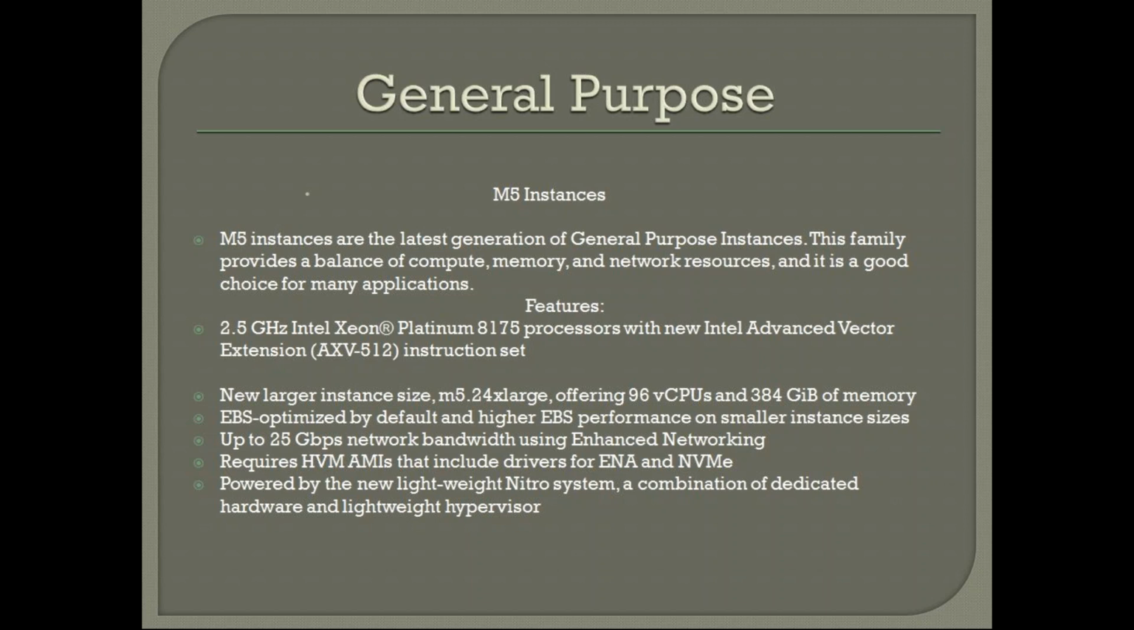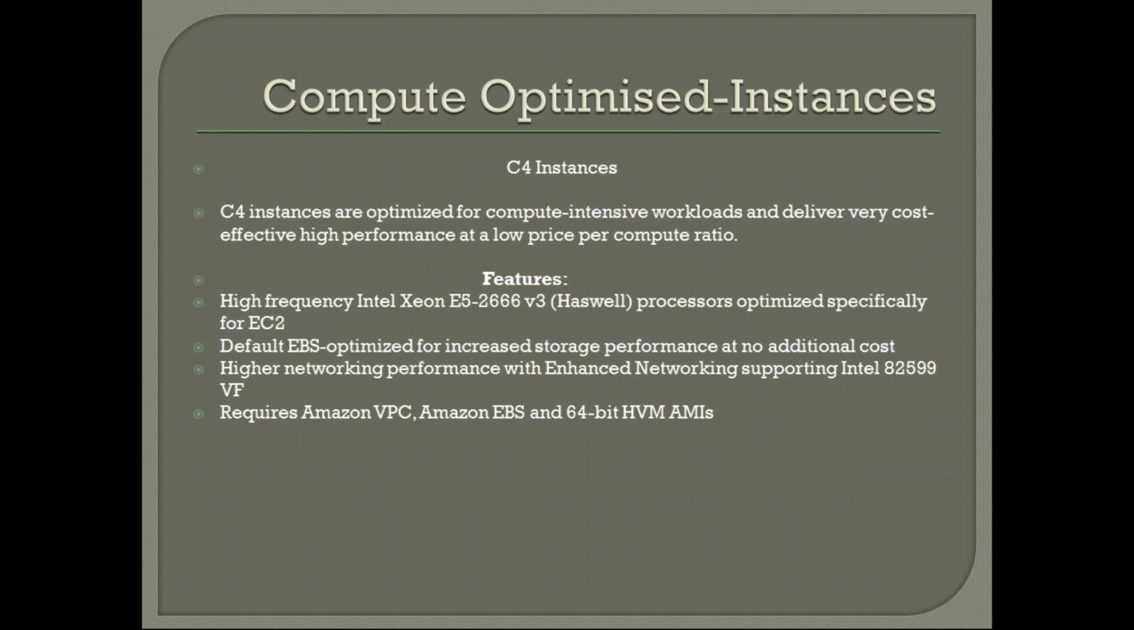So that is the network bandwidth using enhanced networking. Up to 25 Gbps, it can enhance it. Likewise, HVMs and AMIs, that includes drivers for ENA and NVMe. So powered by the new lightweight Nitro system, a combination of dedicated hardware and lightweight hypervisor. So hypervisor is nothing but your virtual machine. This is the instance, that is the hypervisor. So these are the advantages. And we are going to the next slide.